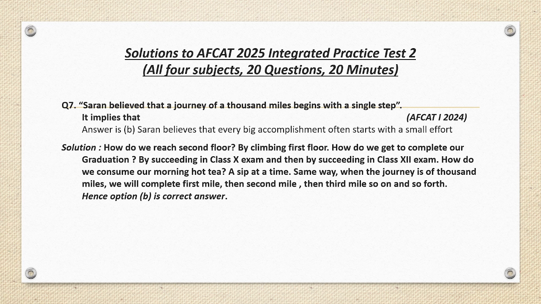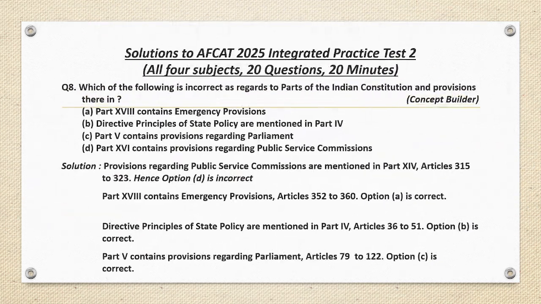Right. So a journey of 1,000 miles, we will complete the first mile, second mile, third mile, fourth mile, fifth mile, sixth, and so on we move ahead. Right? So Sharon believes that every big accomplishment often starts with a small effort. That is the correct answer.